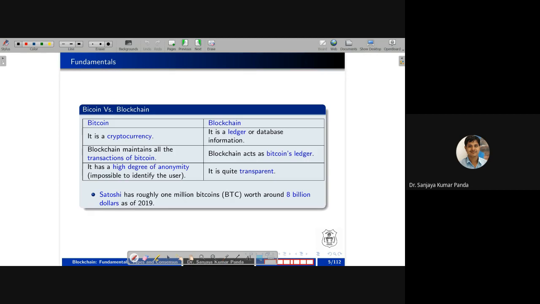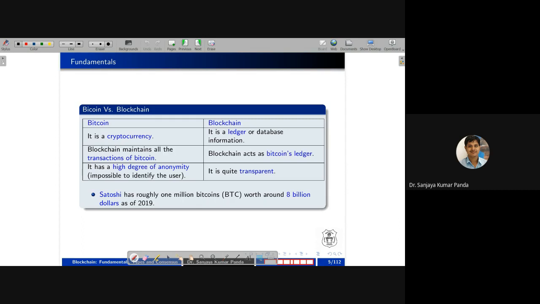So blockchain maintains all transactions of Bitcoin. If you want to transfer Bitcoin or purchase Bitcoin, everything is maintained in the blockchain. So you can say blockchain acts as Bitcoin's ledger. It maintains all the transactions which you make in the blockchain network. It is maintained in the ledger.